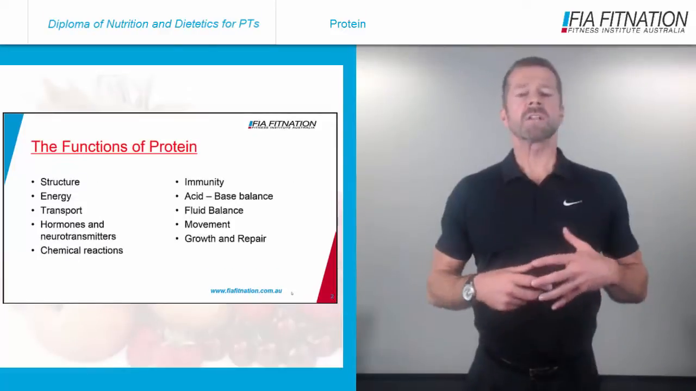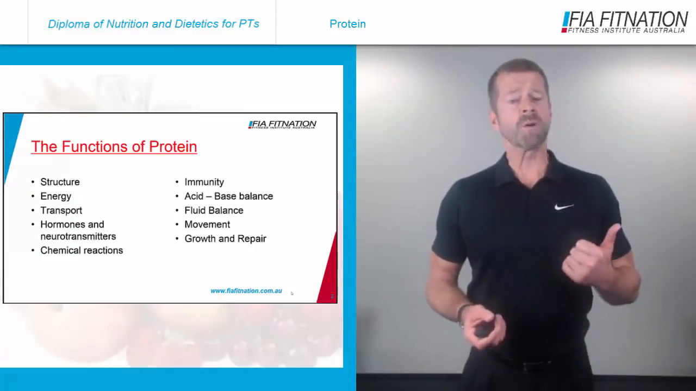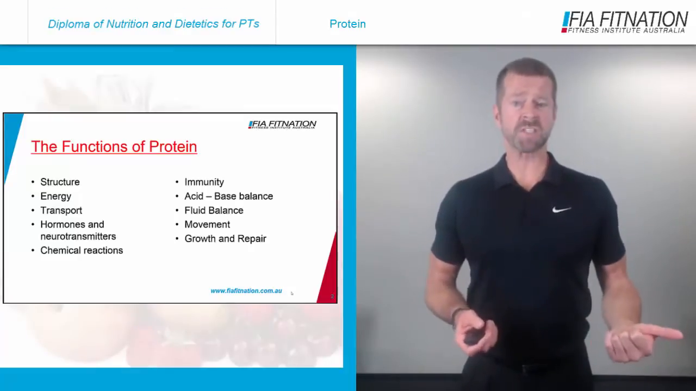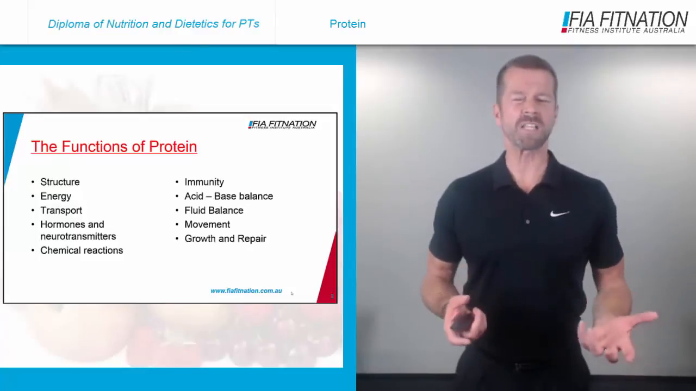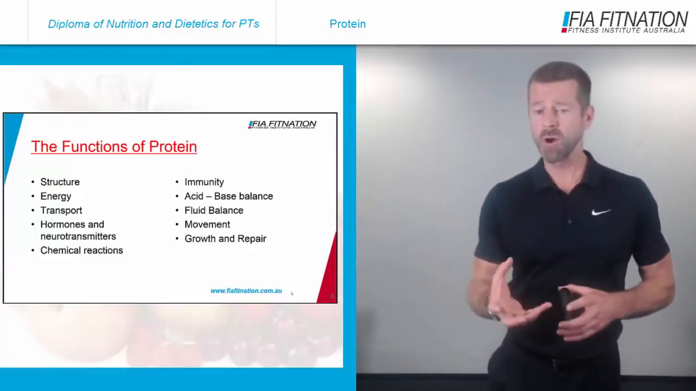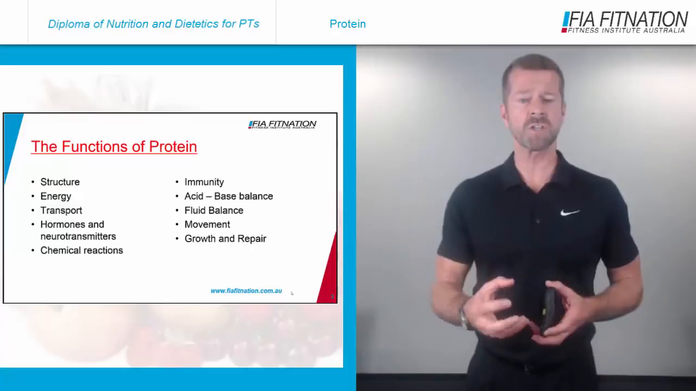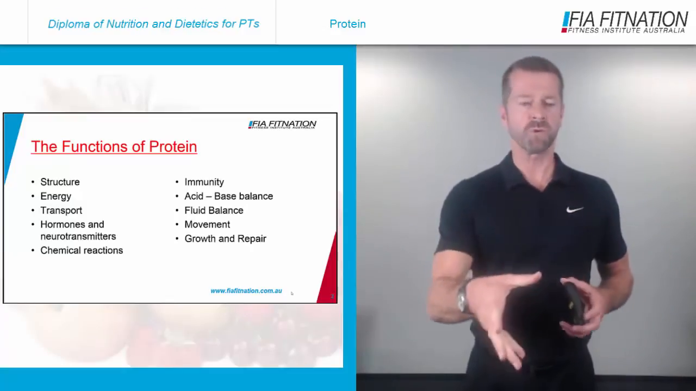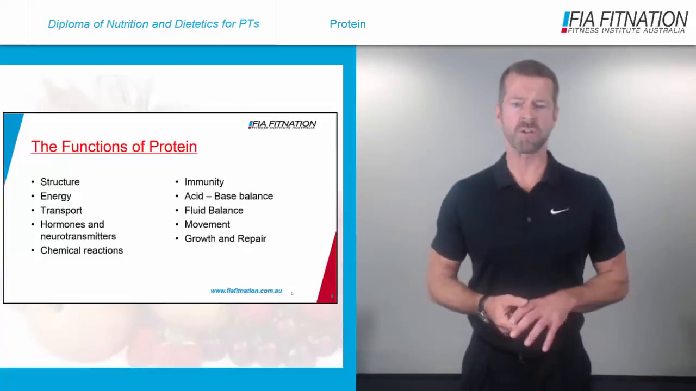So let's look at some of the other functions of protein. We've already talked about the structure. We talked about the energy provisions that can come from protein. What about transport? When we're talking about transport, what we're really talking about is transport within the blood. So hemoglobin is primarily made of protein, and obviously hemoglobin attracts oxygen and allows oxygen to be transported around to all the cells that require it. So that's another really important function of protein.